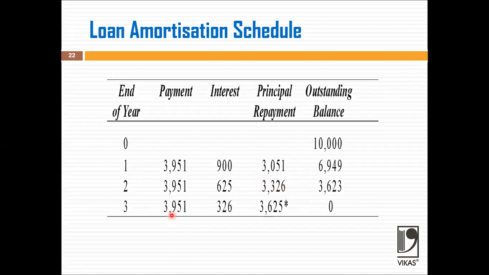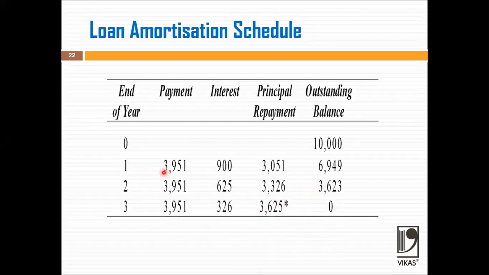the same amount of installment repayment. It consists of interest of 326 rupees, and the capital repayment is 3,625. Then the balance, right? So it should be an equal amount.